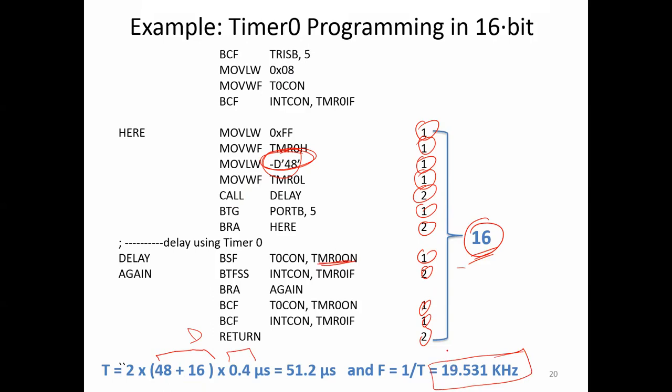But generally, the initial count goes from 0000 till FFFF. So if you are using 16-bit mode, we have more than 65,000. The number of counts can be greater than 65,000. So we can ignore the 16 cycles due to these instructions, compared to tens of thousands. So generally we ignore these 16.